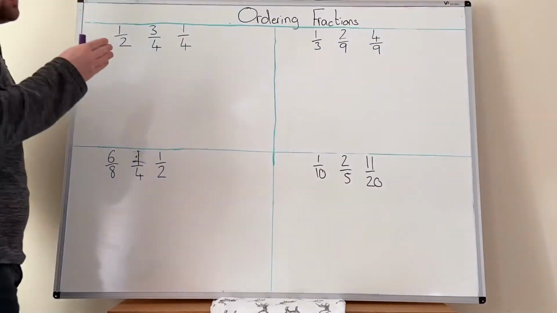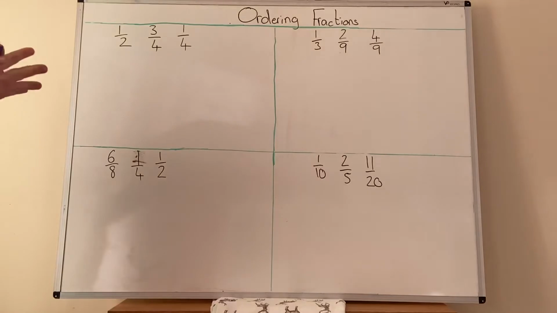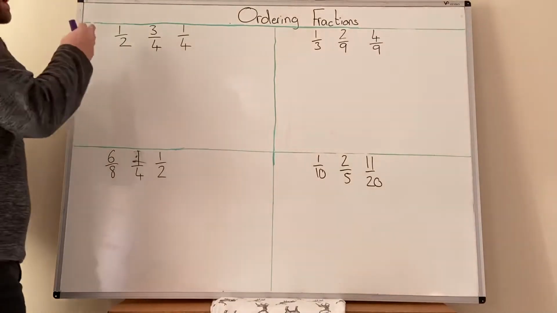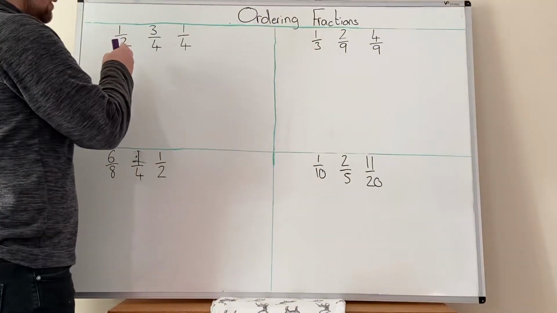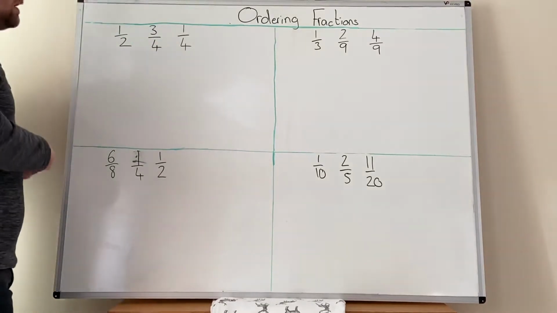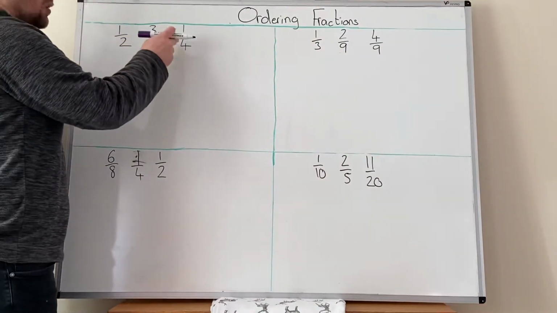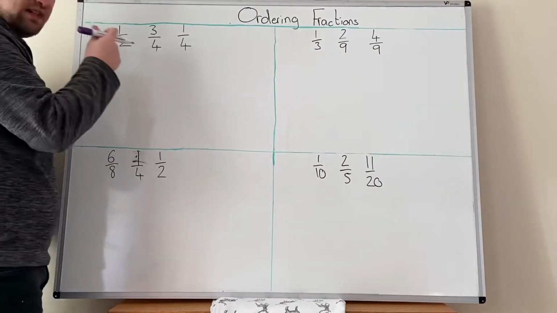When we're dealing with ordering fractions, all the denominators must be exactly the same for us to be able to compare them. So what we need to do is find a way to make all the denominators in each question exactly the same. So if we look at this one, we've got a half, 3/4 and a quarter. So we've got 2, 4 and 4 as our denominators.